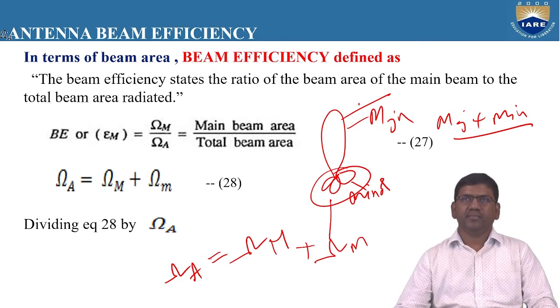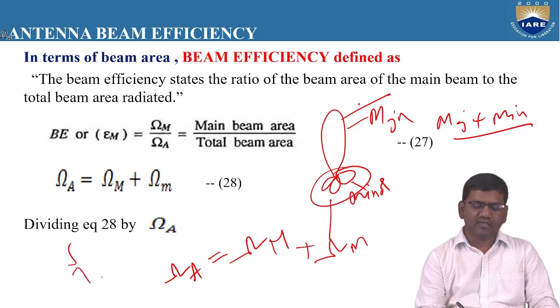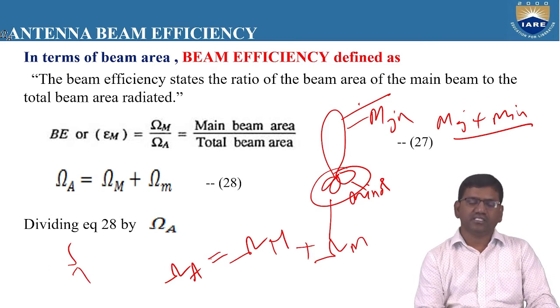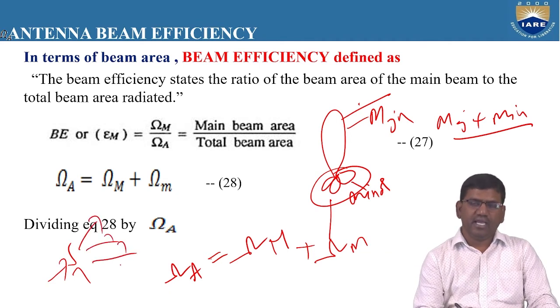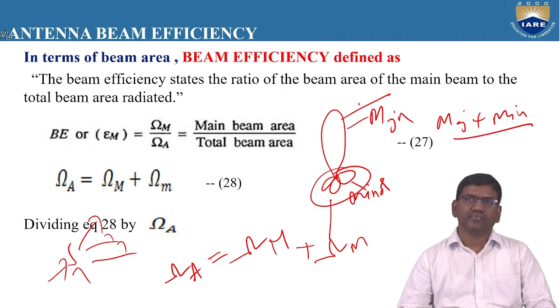Moreover, the beam efficiency is different from the antenna efficiency. The antenna efficiency is the ratio of the input power given to the total power radiated. If you want to calculate the efficiency of the antenna, we need to know the input power given to the antenna terminals, and at the same time the amount of power radiated by the antenna. If we calculate the ratio of these two, we get the antenna efficiency. That means the ratio of the power given to the input terminals of the antenna to the total power radiated by the antenna is known as antenna efficiency.